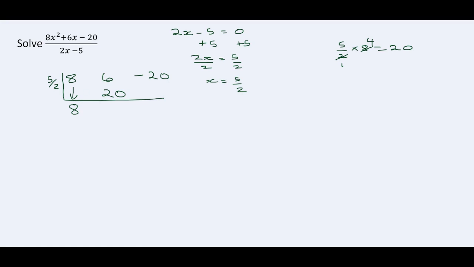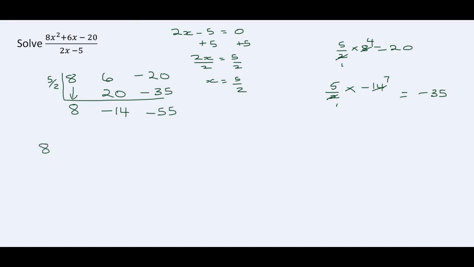Then we subtract in this situation 6 minus 20. We have minus 14. Now minus 14 times 5 over 2. 5 over 2 multiplied by minus 14. So you divide here, we have 7. So this is going to give us negative 35. So minus 20 plus minus 35 is going to be minus 55.